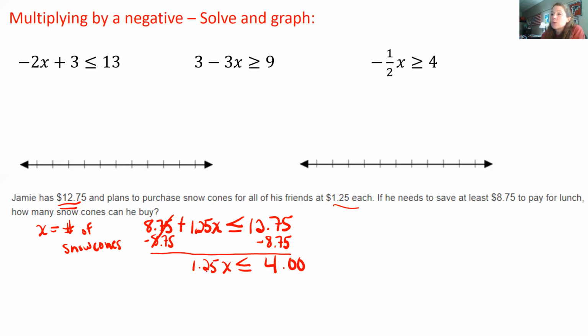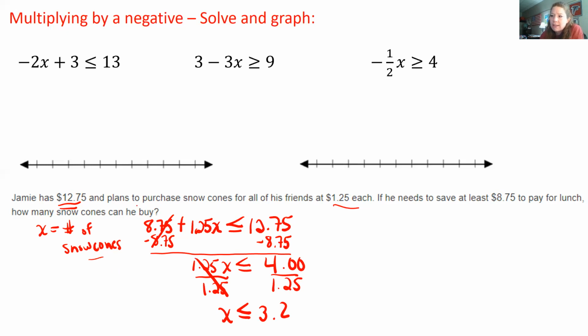So now it says 1.25 times x. So what's the opposite of multiplying by 1.25? Dividing by 1.25. So we're going to divide both sides by 1.25. We don't flip that inequality sign. We're just dividing by a positive number. 4 divided by 1.25 is 3.2. Well, this represents snow cones. If he walks up to the lady and says, can I have 2/10 or 0.2 of a snow cone?